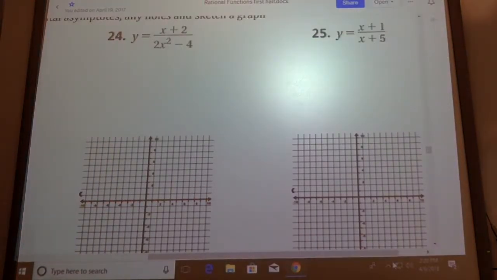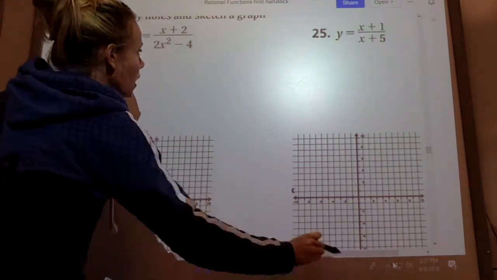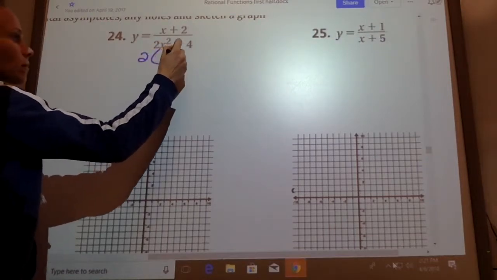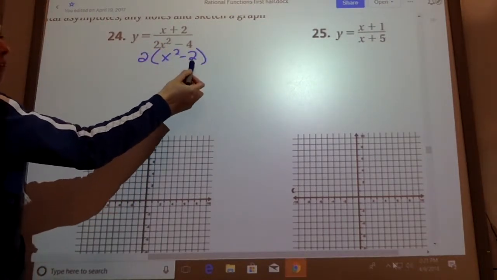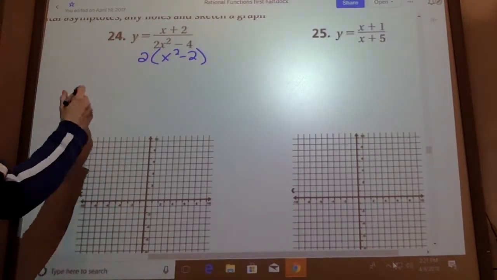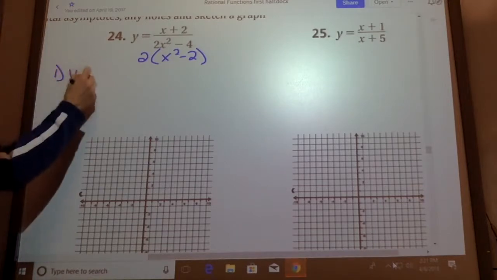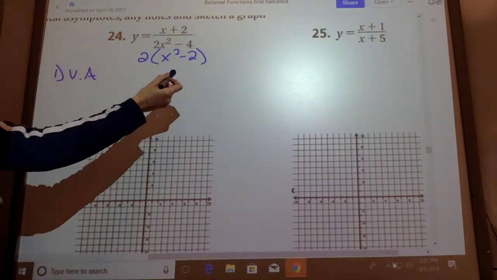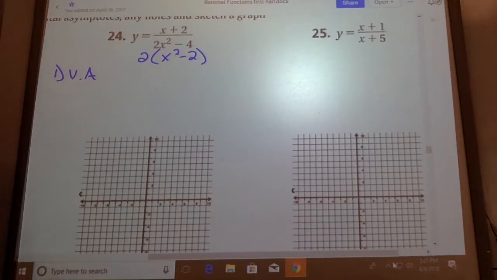So again, my first step is to factor. Is there anything to factor in this problem? I can factor the bottom. What can I factor out? A 2. Yep. I can factor out a 2. Right? And that's not factorable, so I'm done. That's all I can really do. Okay. First step is to find my vertical asymptote or any holes. I notice there's nothing to cross off, so there's no holes. So I can find the vertical asymptote by doing what? Set the bottom equal to 0.